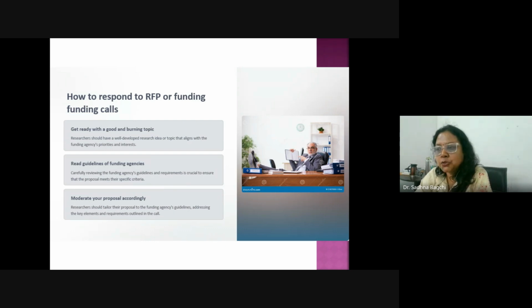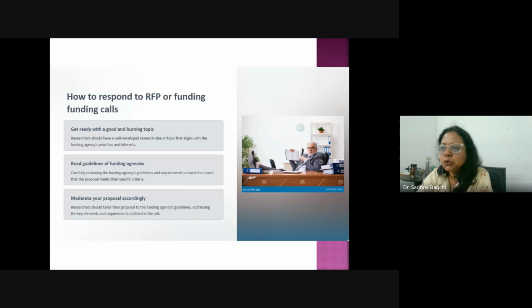So naturally, this is the burning topic. Likewise, there are so many burning topics, and you have to select one as per your domain area and your expertise. So first, get ready with a good and burning topic. Then read the guidance of the funding agency. Every funding agency has some specific guidelines.